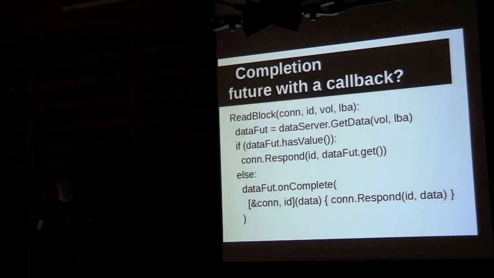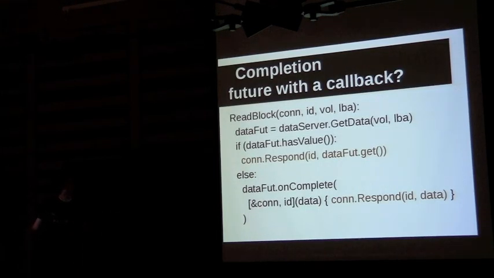Unfortunately. So, if you'll forgive the pseudocode for a minute, we would really like to add callbacks to futures. That'd be handy. The idea would be, all right, we get the data from the server, we check if it has a value, and if it does, then we get it. Otherwise, onComplete, we tell it, hey, later, when you have data, please do this function, do this completion for me.